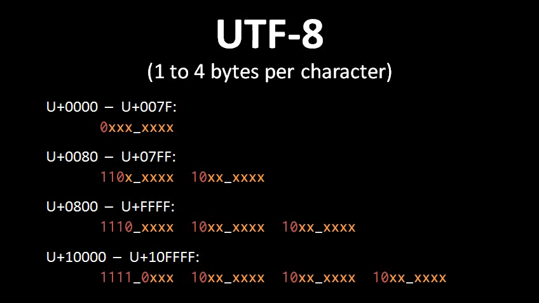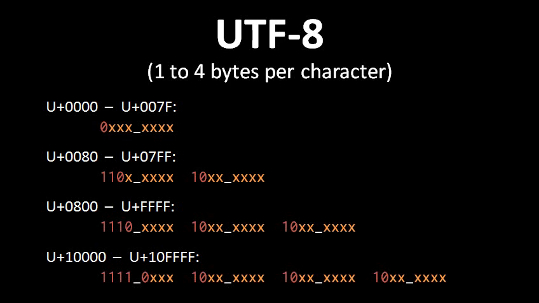Notice that it's all the code points in the BMP that are encoded using 1 to 3 bytes, and it's all the code points outside the BMP that take 4 bytes. Once again, in this diagram, the bits in red are the fixed bits, and the bits in orange are the bits that actually represent the code point. So you can see here, for a code point encoded in 1 byte, that byte always begins with 0, and the remaining 7 bits are used to represent the code point.